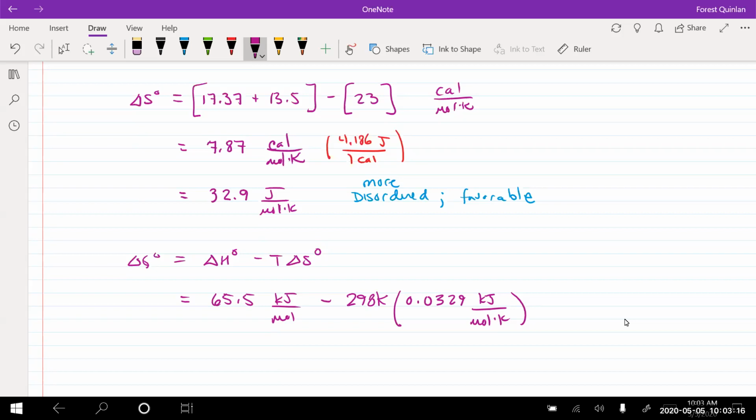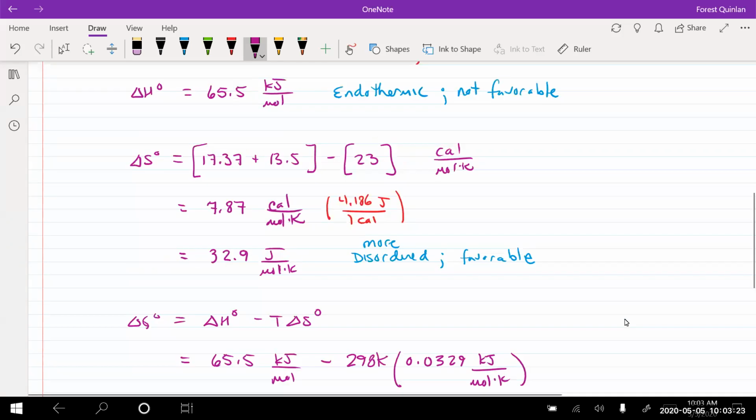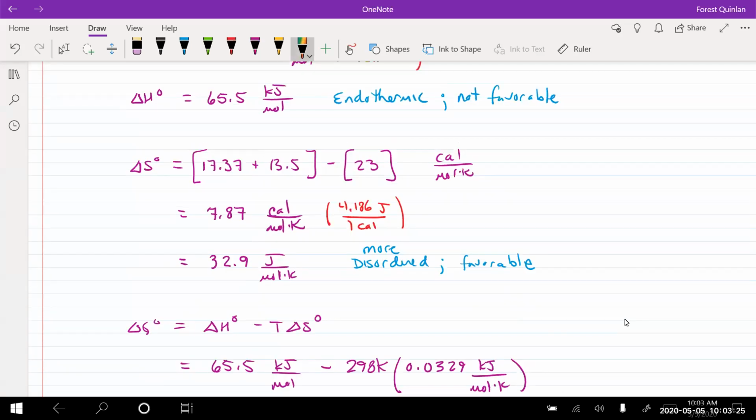Okay, so again, I want to point out something that I always fall into, so I'm sure plenty of you fall into it. We see these numbers of 65 and 33, and we go, wow, those are almost exactly the same number. So they're going to almost cancel each other out, right? Nothing's going to happen. Not so.